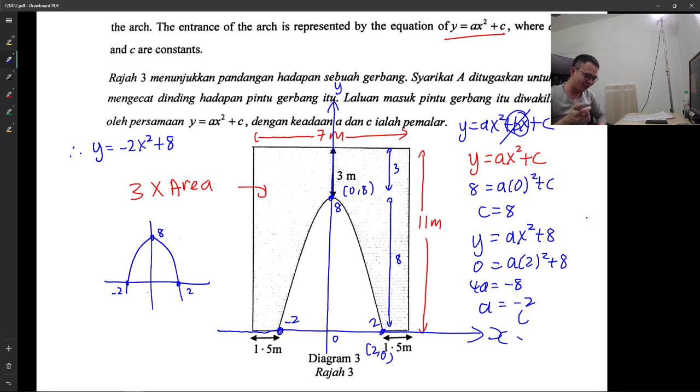Where does the 2 come from? Because just now the question says the width here is 7 meters. So you use the 7 meters, you minus the 1.5 and 1.5, and you realize you have 4 meters left in the middle. The 4 meters here, you divide by 2, you will get 2 and -2. You can sub the (0, 8) to find the c value, but if you sub the (0, 8) again into the equation, you can't find a, so you have to use the (2, 0).